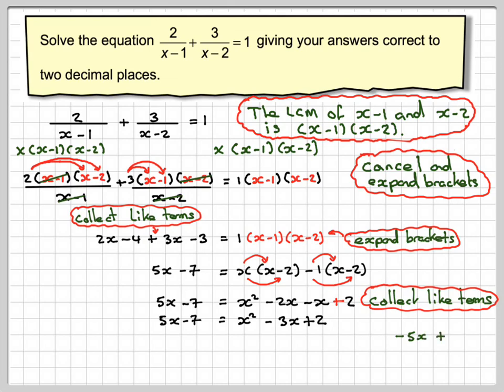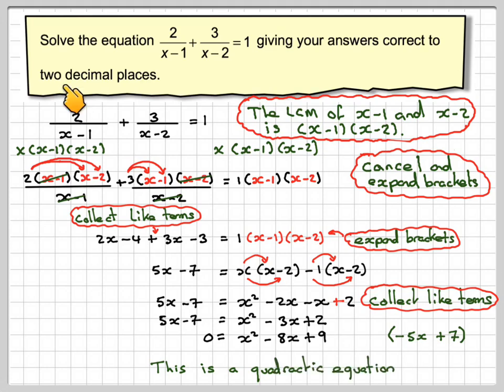So quadratics are made by putting the equation equal to 0. So we're going to make this side 0. So taking 5x gives me x squared, nothing on that side, but it gives me x squared minus 3x minus 5x gives me minus 8x, and then 2 plus 7 gives me 9, and that's equal to 0. So this is now a quadratic equation which needs to be solved. Now the clue here, it says 2 decimal places, so therefore we're probably going to have to use the formula.